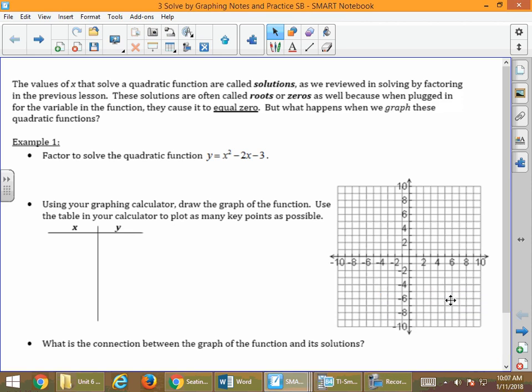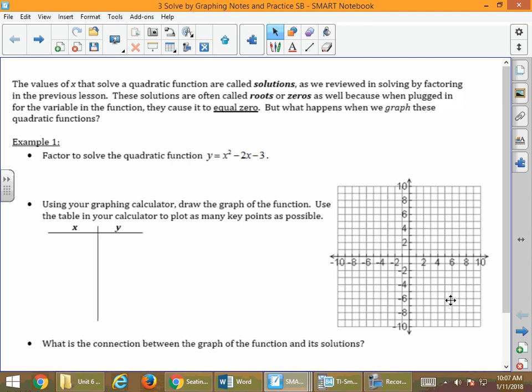Let's talk about solving by graphing today. And what we're doing in this unit is we're learning a lot of different methods on how to solve a quadratic. In our first method, we did solve by factoring, which is going to be part of our example number 1. But what we're doing when we're solving by factoring, and as we work through today, solving by graphing, is that we are finding solutions, which are also known as roots or zeros of our function.